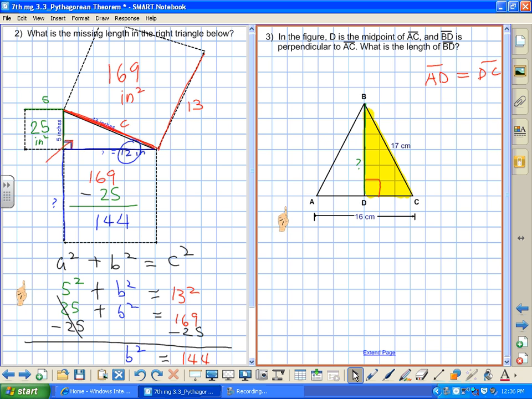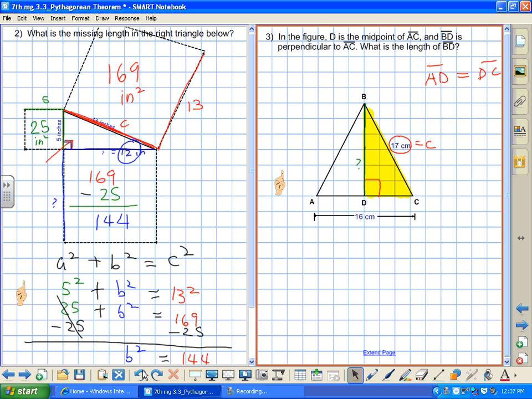Now the question is, how do I know? Well, we know that this length here, B to C, is 17. They gave us that it's 17. Is that a leg or a hypotenuse? Well, where is my right angle? My right angle is right over here, and once again, my right angle is pointing to my hypotenuse. So that 17 that you see is my C.